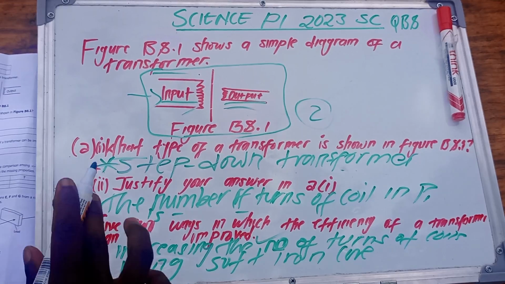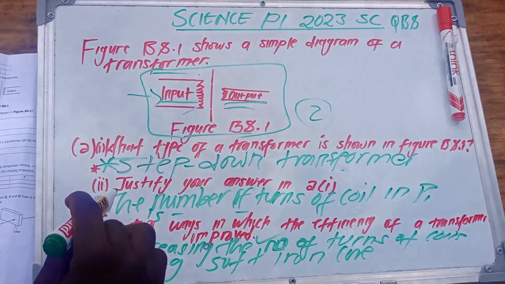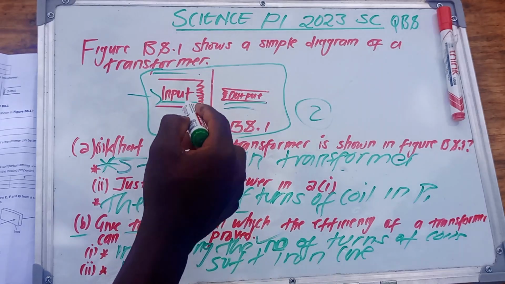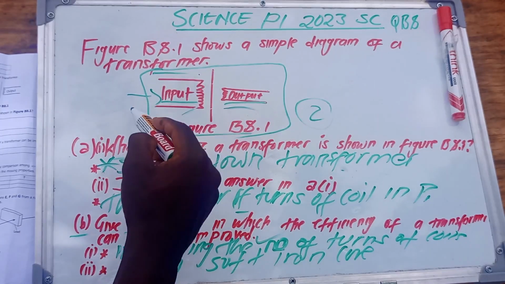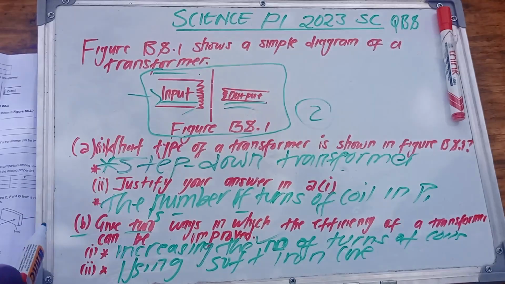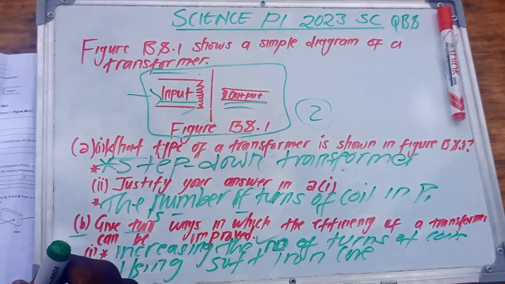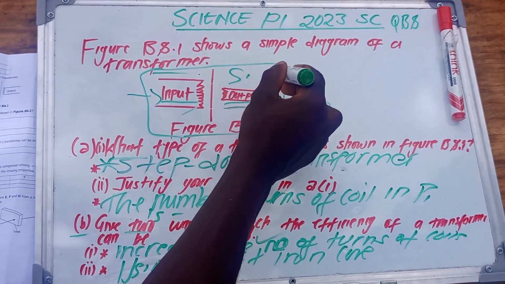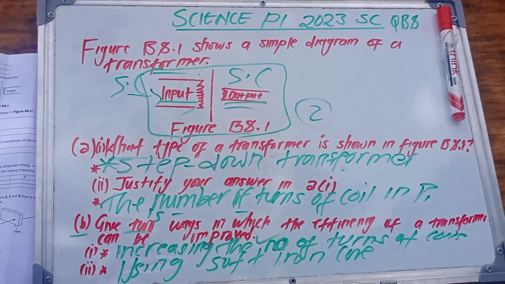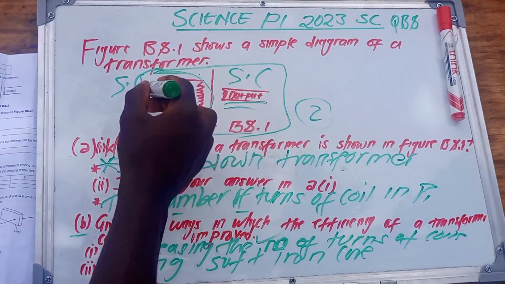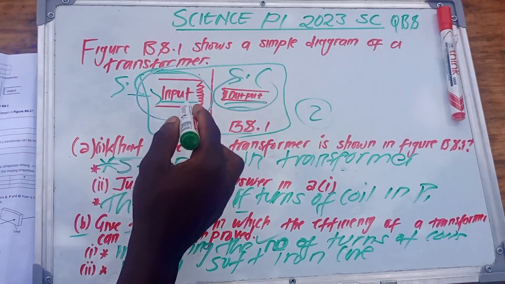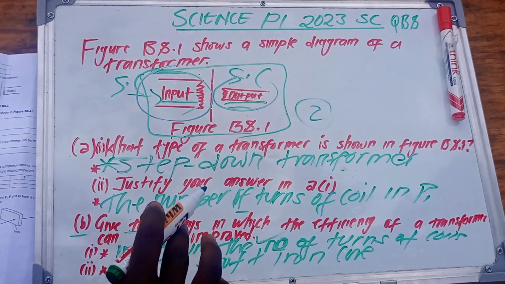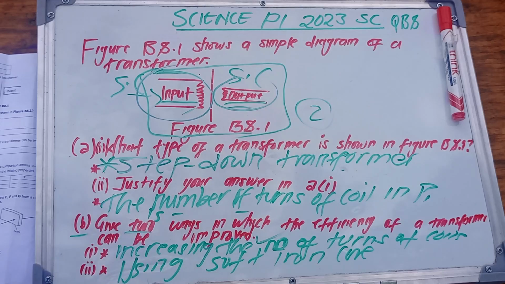So in summary, what type of transformer is this? It is a step down type of transformer. What is the reason? Because the number of turns in the primary coil, this section being the primary coil and this section the secondary coil, is greater than the number of turns in the secondary coil. As you can see, the number of turns is different; the turns are many here as compared to this one. So that is the justification.